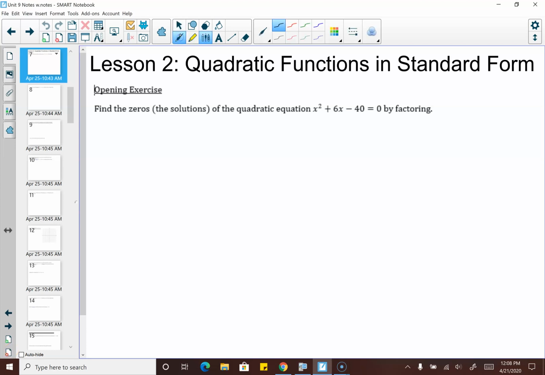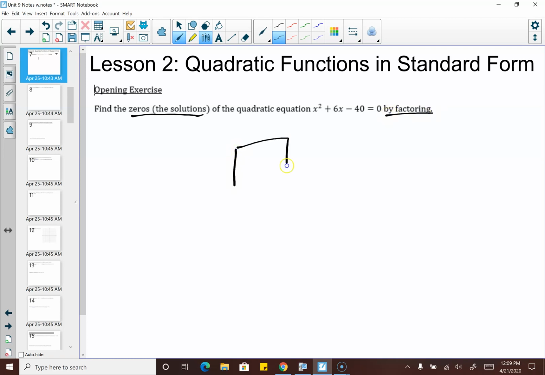For lesson 2, we're going to continue to look at our quadratic functions, except now we're going to look at them in standard form and see how we can figure out some of our properties from lesson 1. So the opening exercise says find the zeros, which are the solutions. Remember, zeros, solutions, roots, they all mean the same thing. Of the quadratic equation, x squared plus 6x minus 40 equals 0 by factoring.